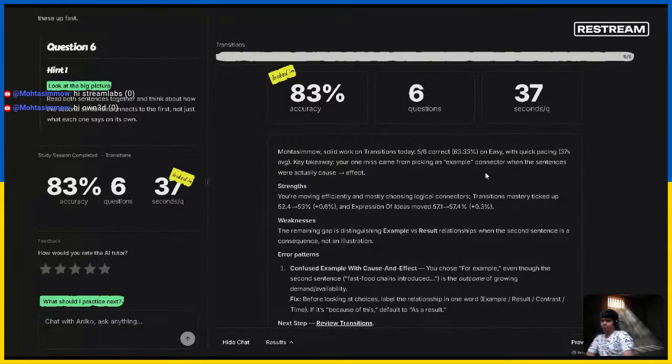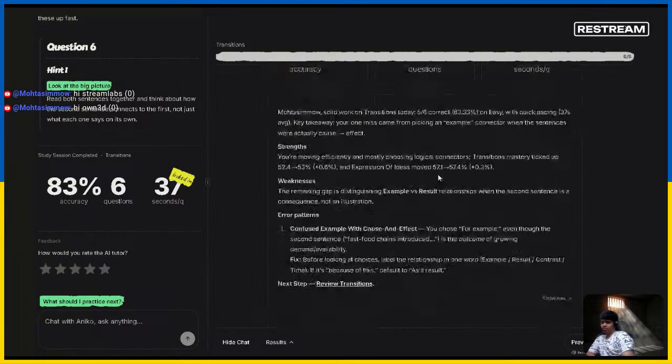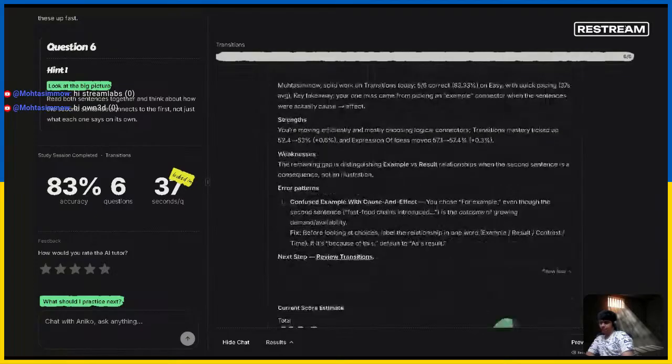Your one miss came from picking an example when the sentence after shows a consequence. This example misses the cause and effect relationship, which is what for example doesn't show.